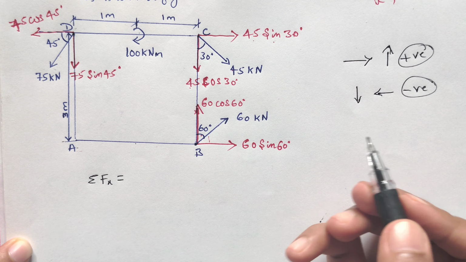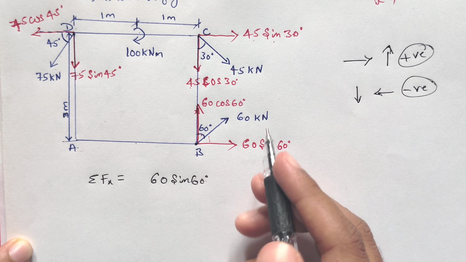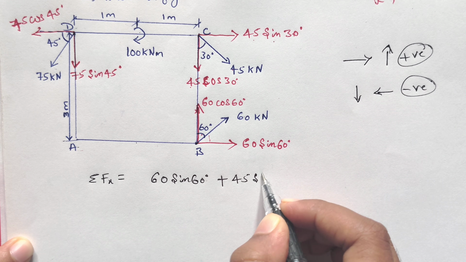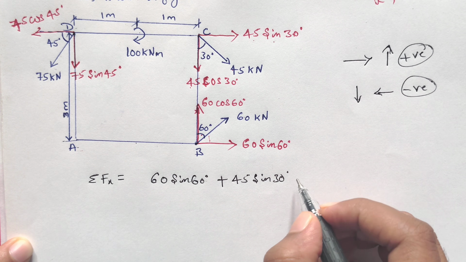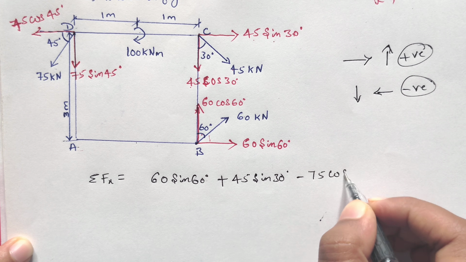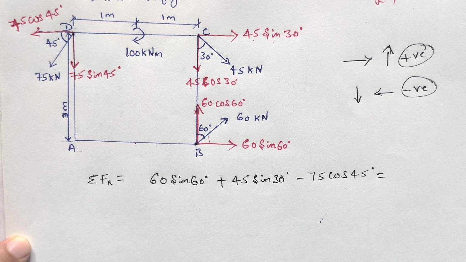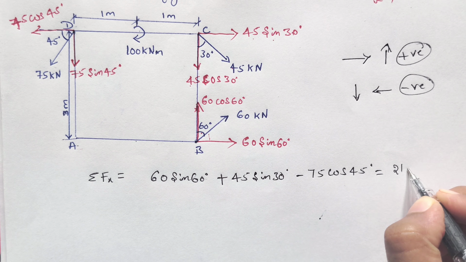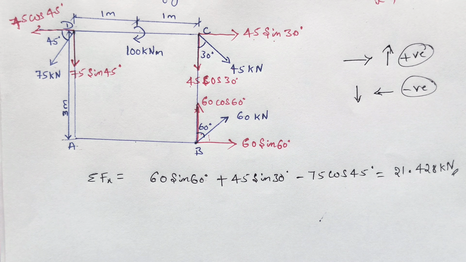Okay. So this is moving towards right. So it will be plus 60 sine 60. Next, this one. This is moving towards right. So that will also be plus 45 sine 30. And now this force, this is moving towards left, so it will be minus 75 cos 45. Just calculate and you will get the answer for the sigma Fx as 21.428 kilonewton. Okay, so we'll get the sigma Fx value as this.